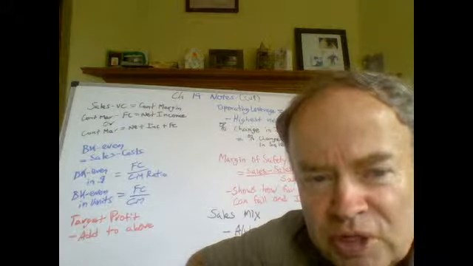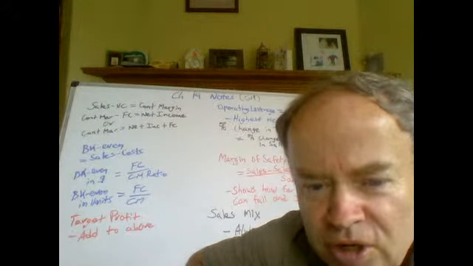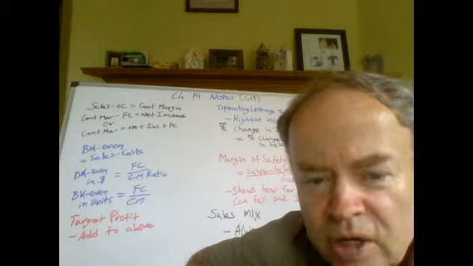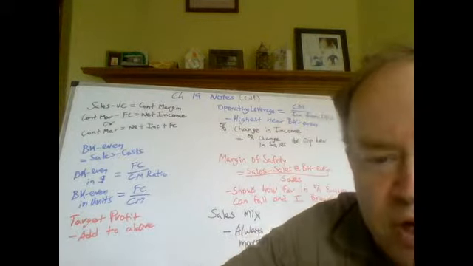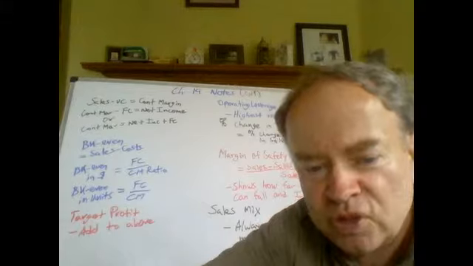So these are some of the things to consider in Chapter 19, the Cost Volume Profit chapter. There are many other things as well. I just hope this gives you a clue as to where to study.